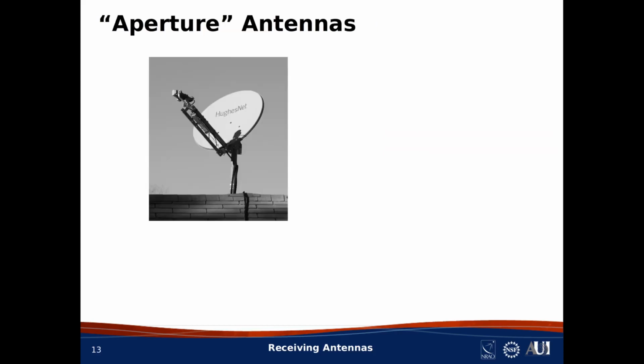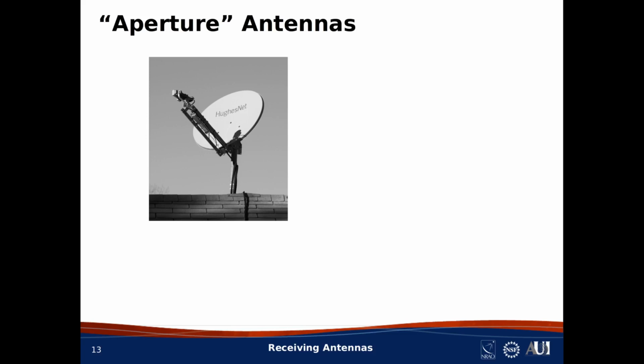So far, our examples have involved antennas with very low directivity, but some antennas have very high directivity. An important class of these antennas are aperture antennas. An aperture antenna is one which can reasonably be described as gathering power through an aperture. What I'm showing here is one representative of this class of antennas. This is a small reflector antenna for home satellite internet access.